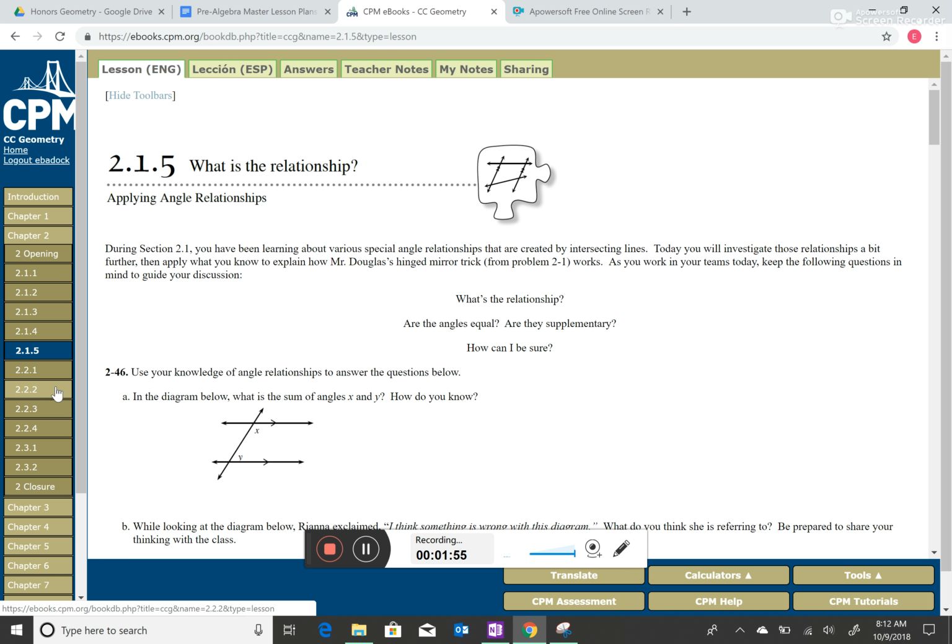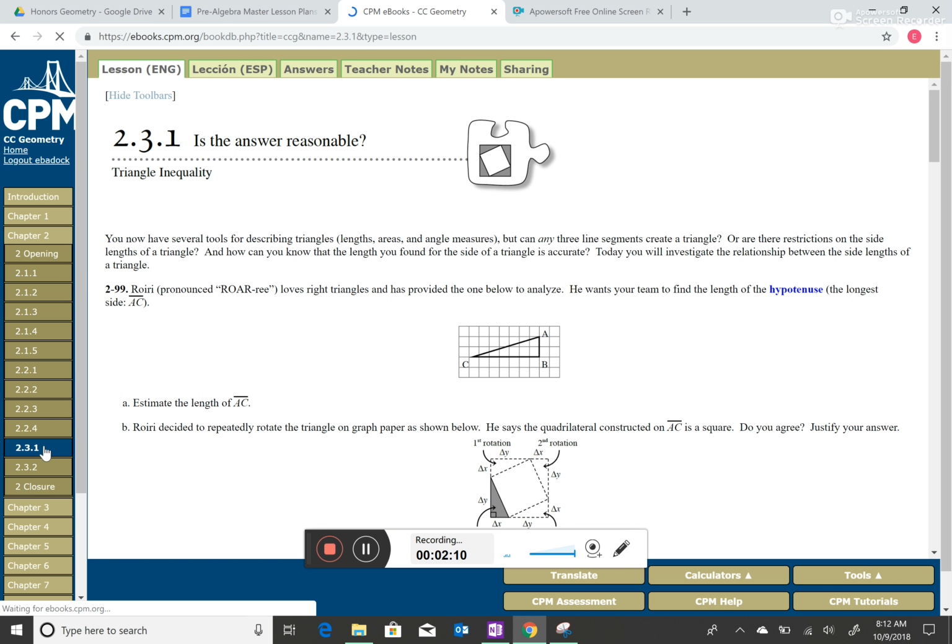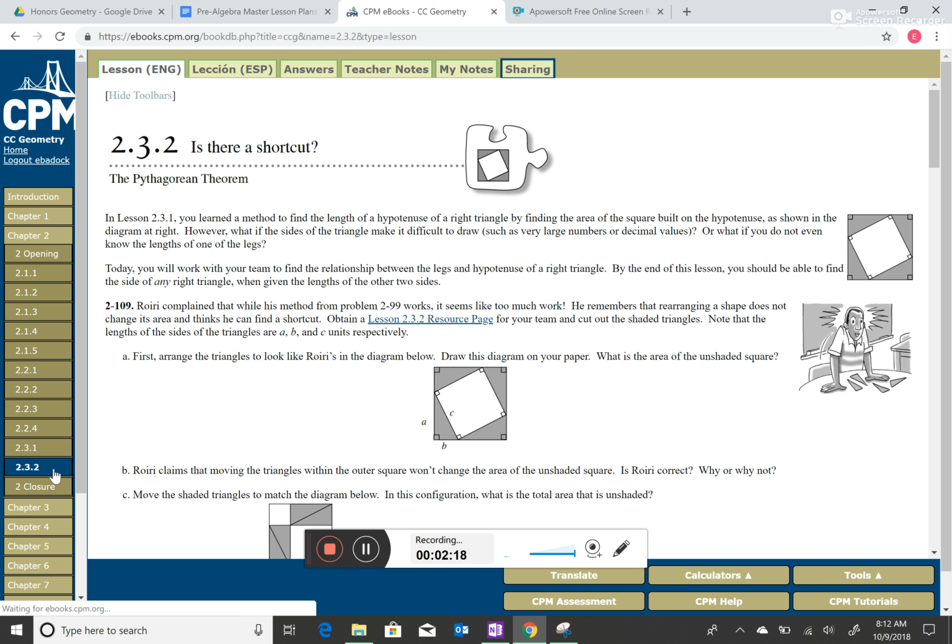So there's definitely a question on your team test, and it is a complex shape. So you have to break that shape down into different shapes that you know how to find the area of, and do it that way. And then we did 2.3.1, which was triangle inequality, so figuring out what sides of the triangle would work, what sides wouldn't. And then 2.3.2 was the Pythagorean theorem.